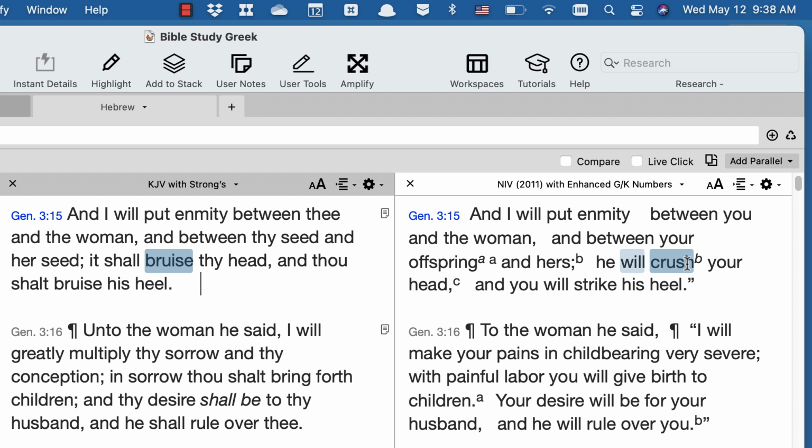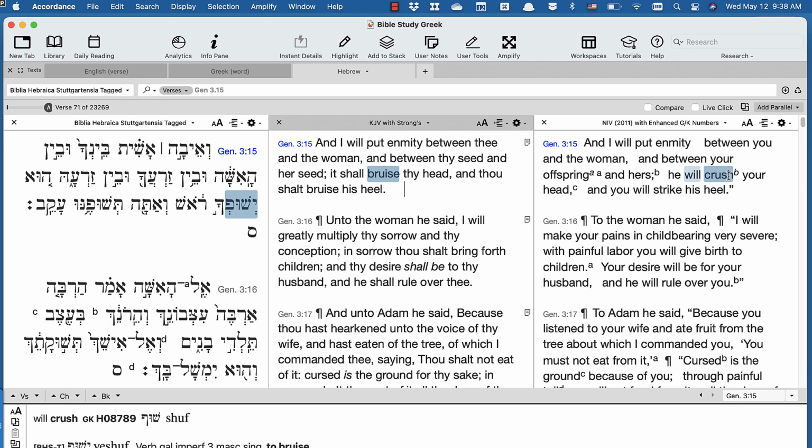This is one of the challenges that any translation has. Do you keep concordance, or do you help the reader understand what the words mean, even though it means you don't have concordance? It's an issue of your translation philosophy.